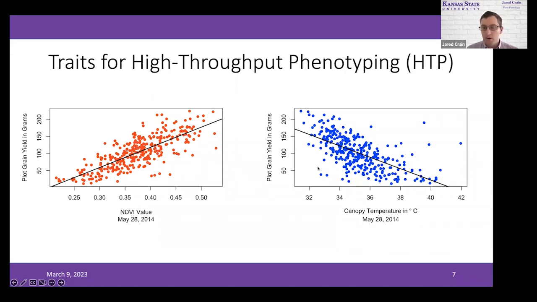In the same way, another high throughput phenotyping trait is canopy temperature. Within wheat breeding, we usually see a negative correlation, where the cooler that plant canopy temperature is, which usually relates to evapotranspiration and maintaining a cool temperature with sufficient water supplies, the higher our grain yield is throughout.